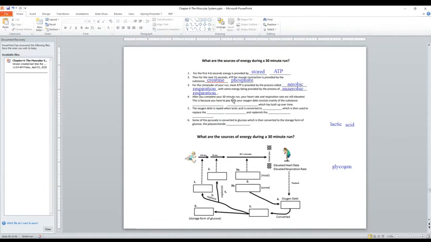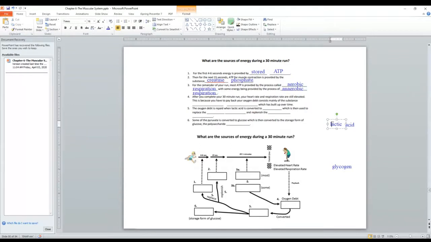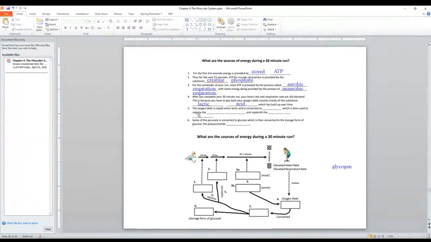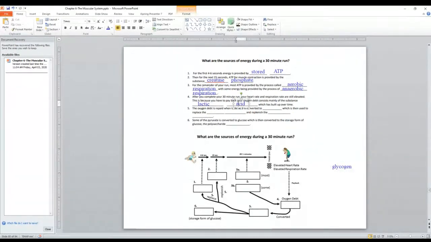Okay, after you've completed your 30-minute run, your heart rate and your respiration rate are still elevated. This is because you have to pay back your oxygen debt, which consists mainly of what substance? If you said lactic acid, that is correct. The oxygen debt is repaid when lactic acid is converted to pyruvate or pyruvic acid. Pyruvate.